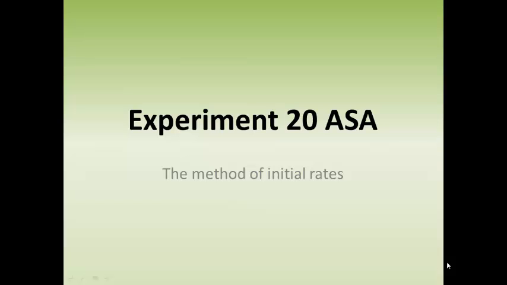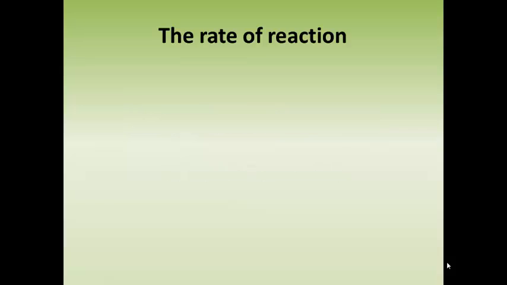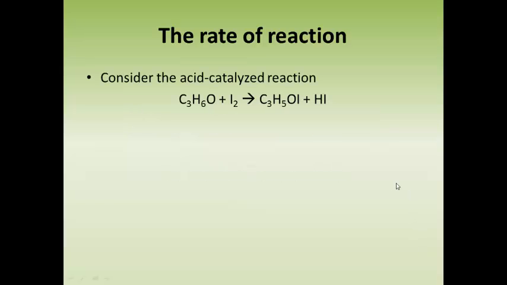Hello class, I'm going to discuss experiment 20, the first experiment we're going to do in chemistry 1103. In this experiment, we're going to determine the rate law for a chemical reaction, the iodination of acetone, which is an acid-catalyzed reaction. So the reaction will follow this stoichiometry. It involves acetone reacting with iodine to make iodinated acetone and hydroiodic acid.